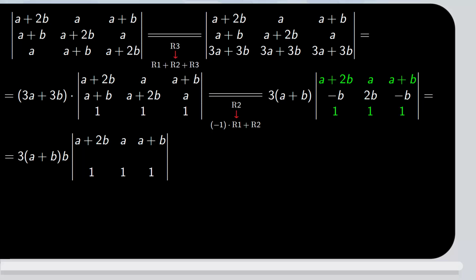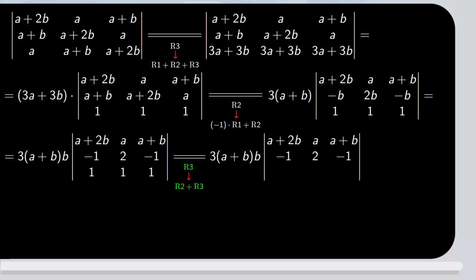We copy the first and third rows, and in the second row, after taking out b, we have -1, 2, -1. Notice that if we add the second and third rows, here and here, we get 0. So for the third row, we can substitute the second row plus the third. We have 3 times a plus b times b times the determinant. We copy the first and second row, and instead of the third row, we have the second added to the third row. -1 plus 1 is 0, 2 plus 1 is 3, and -1 plus 1 is 0.